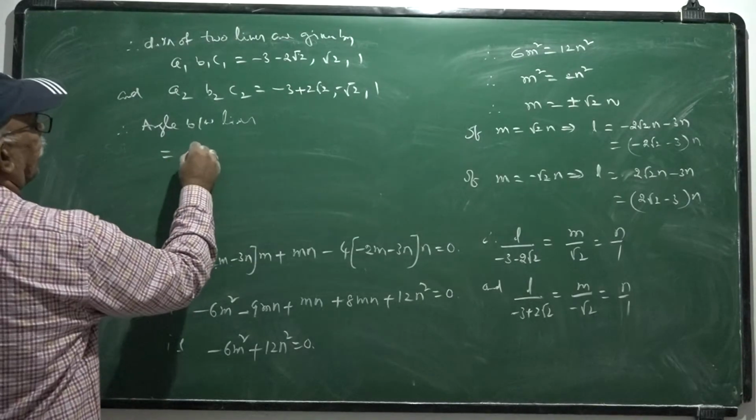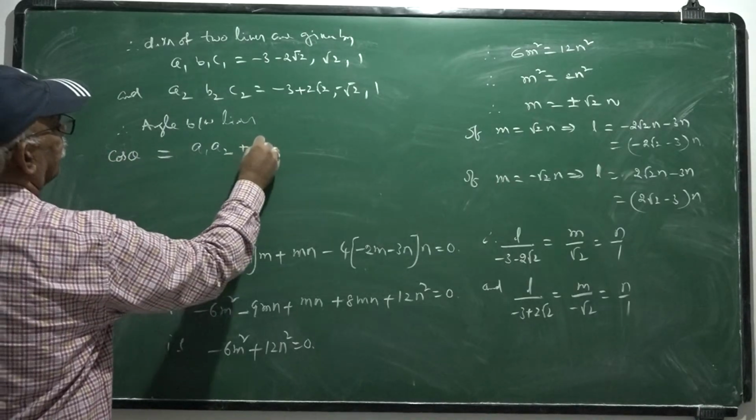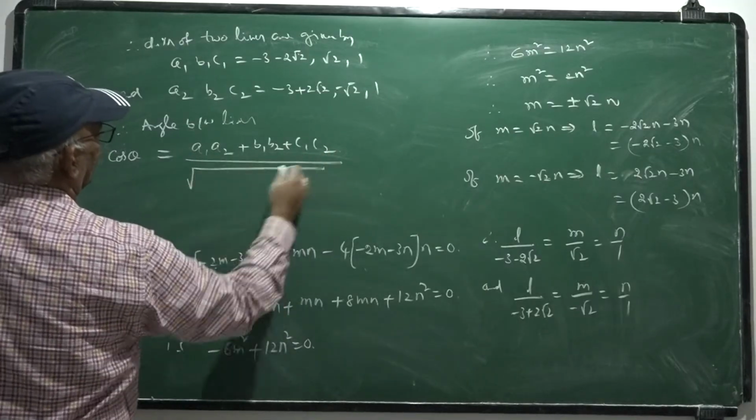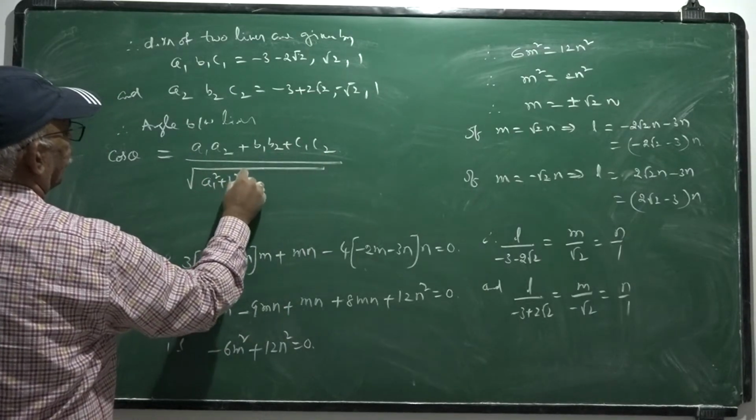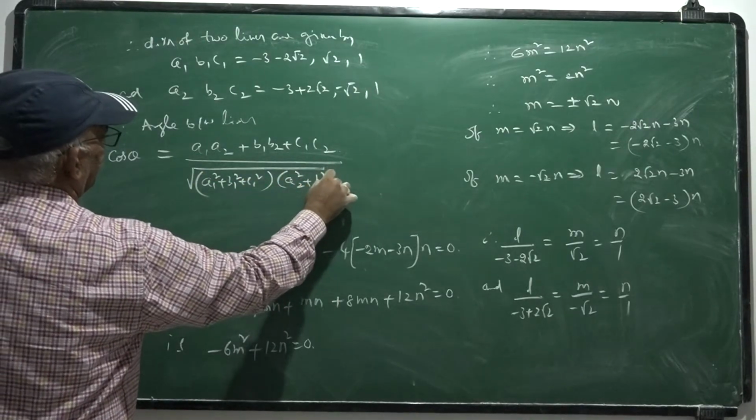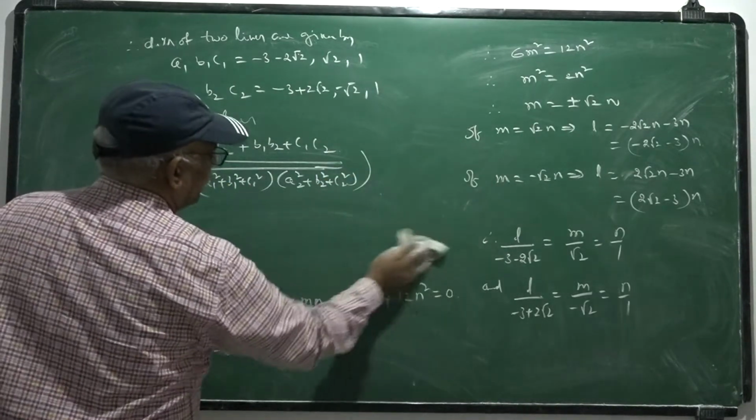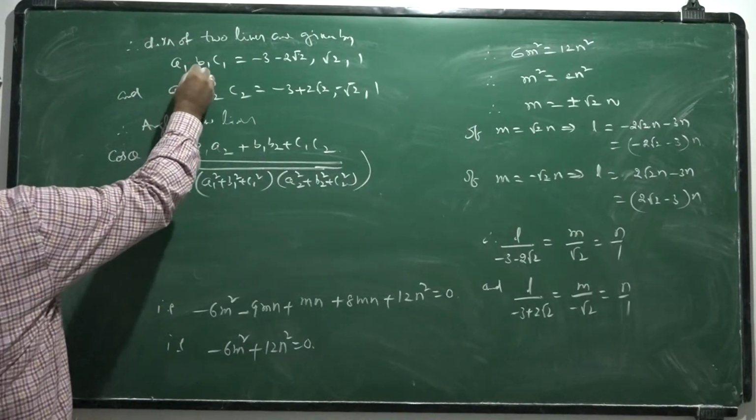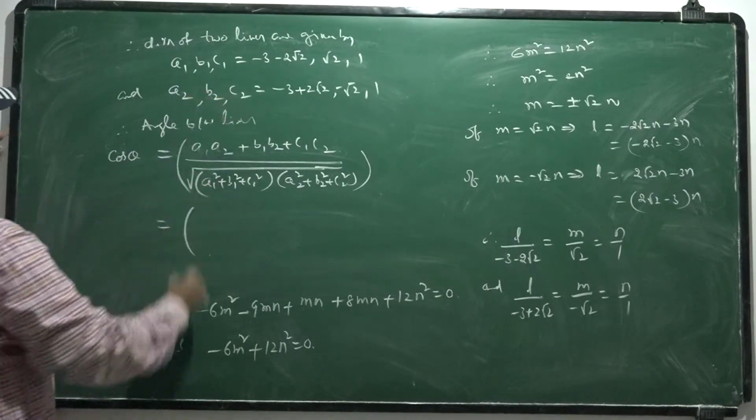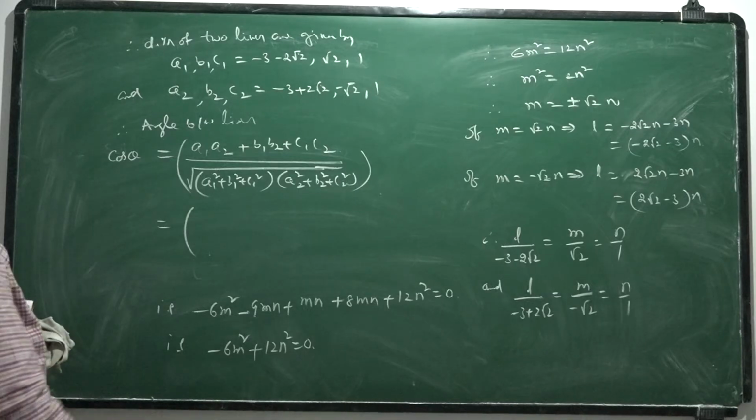The angle between the lines is given by cos theta equal to (a1 a2 plus b1 b2 plus c1 c2) by under root (a1 square plus b1 square plus c1 square) into (a2 square plus b2 square plus c2 square). These are the sets of direction ratios. Based on those direction ratios, I am finding the angle between the lines.